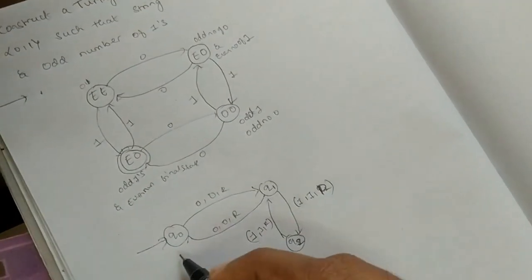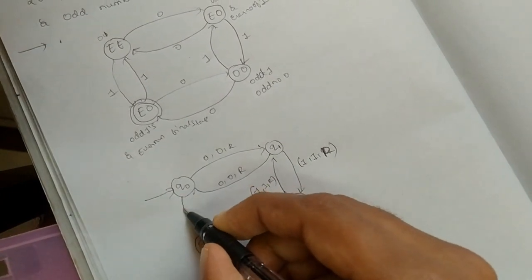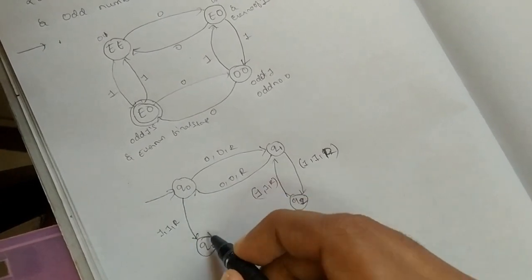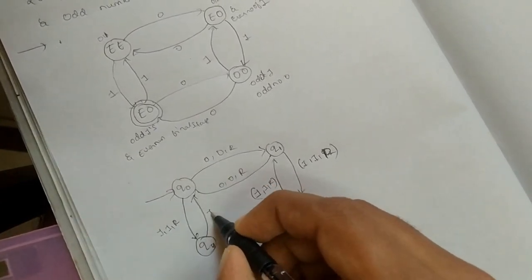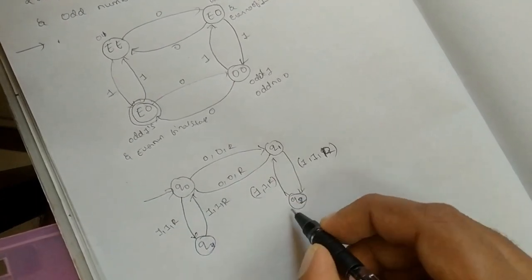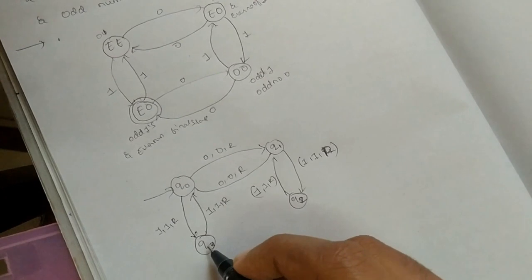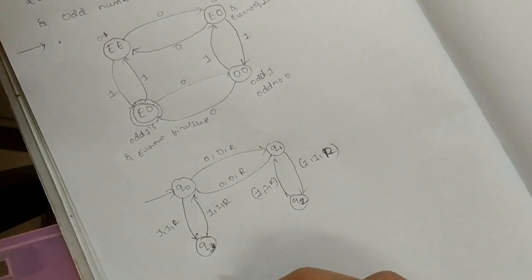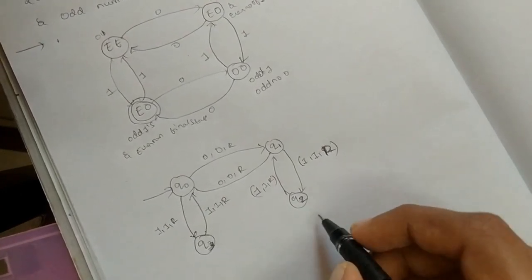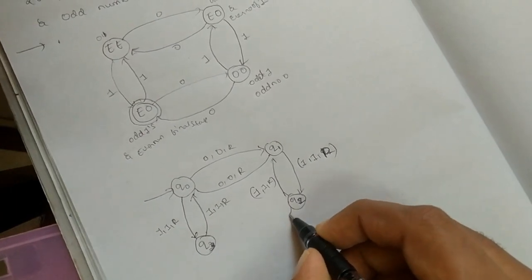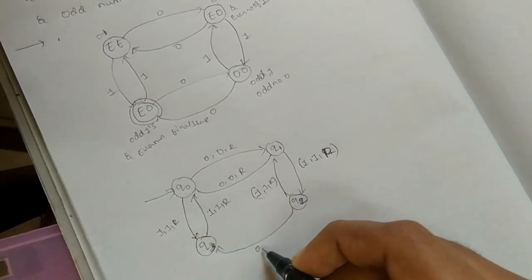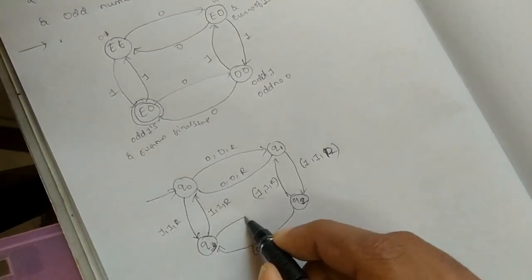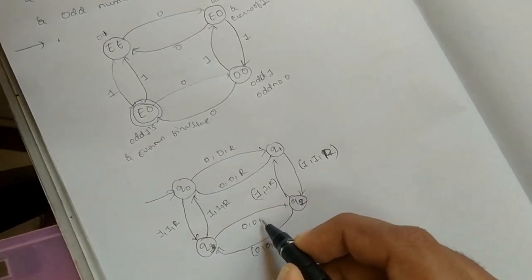Then from Q0 we can move to Q3 if we get 1, replacing 1 by 1 and moving right. Again, if we get 1 from Q3, we move back with 1, 1, R, and this will be the final state which we reach. After Q3, if we find a blank, we can accept the string. If not, the string will not be accepted. From Q2, if 0 is taken as input, we replace 0 by 0 and move right. From Q3 we can move back to Q2 if we get 0 as input.